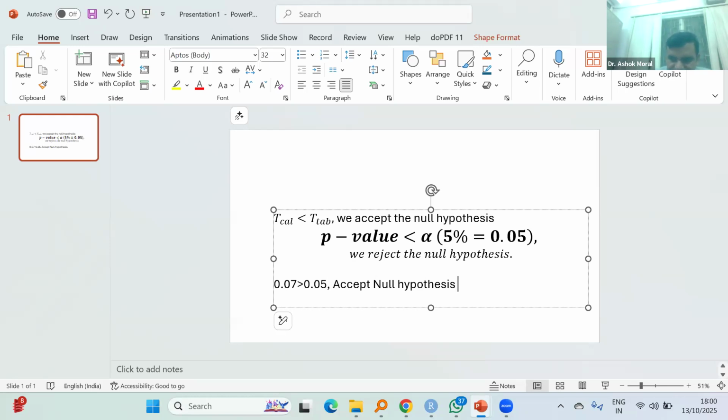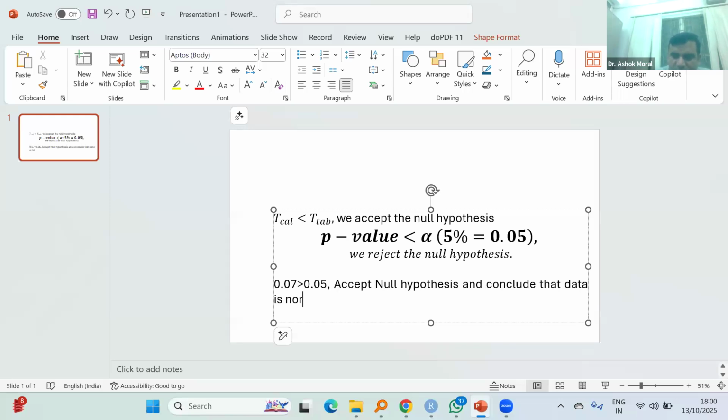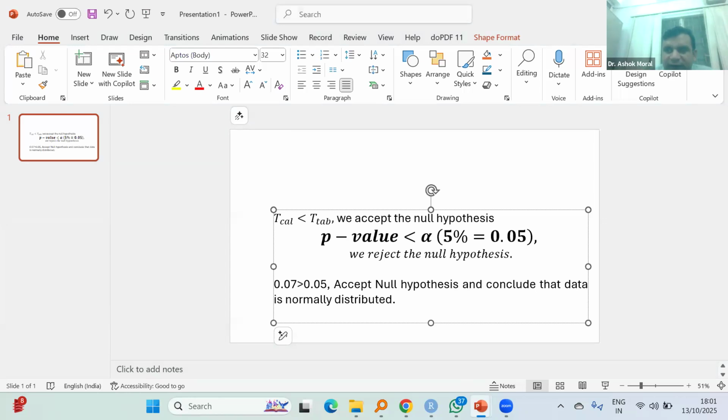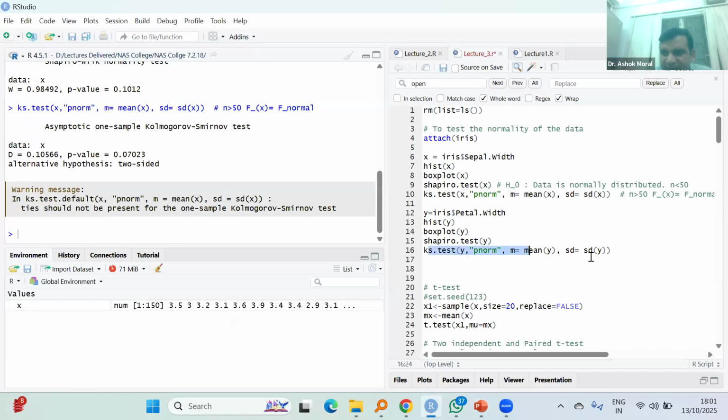And conclude that data is normally distributed. Is it clear? Please respond yes or no. Yes. Okay. So we conclude that data is normally distributed. In this case, we have concluded on the basis of this KS test.